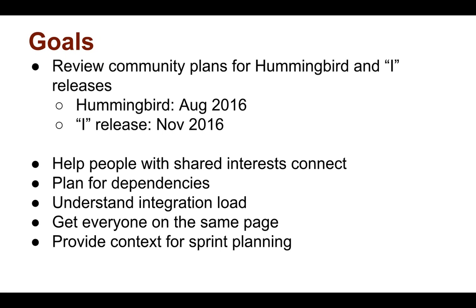Okay, goals: to review the community plans for Hummingbird and also the I releases, so the next 6 months of planning. Hummingbird coming out in August and the I release scheduled for November. An important part of this meeting is to help people with shared interests connect so that they can work together. It's also used to plan for dependencies and understanding the integration load.